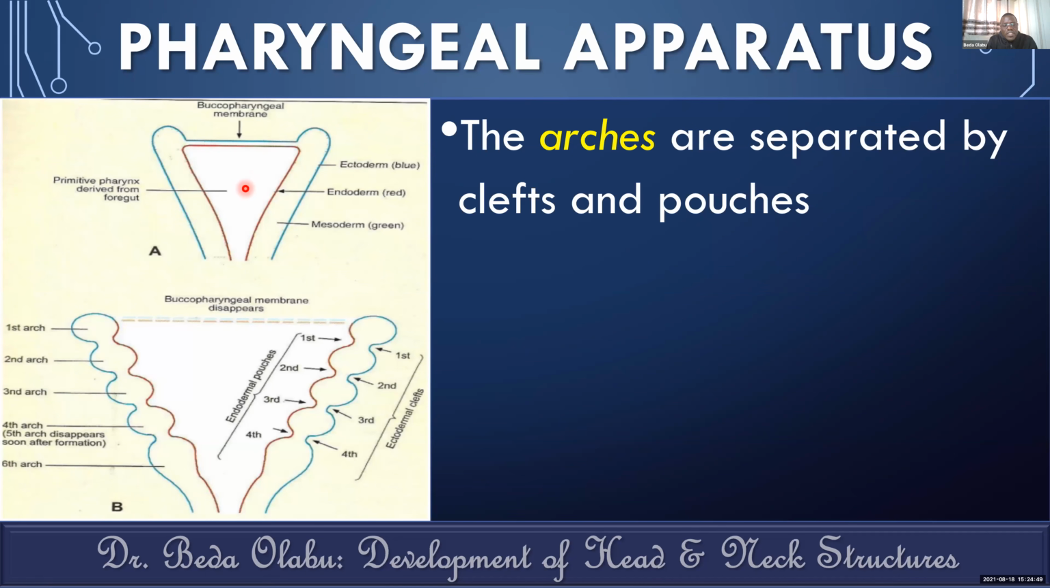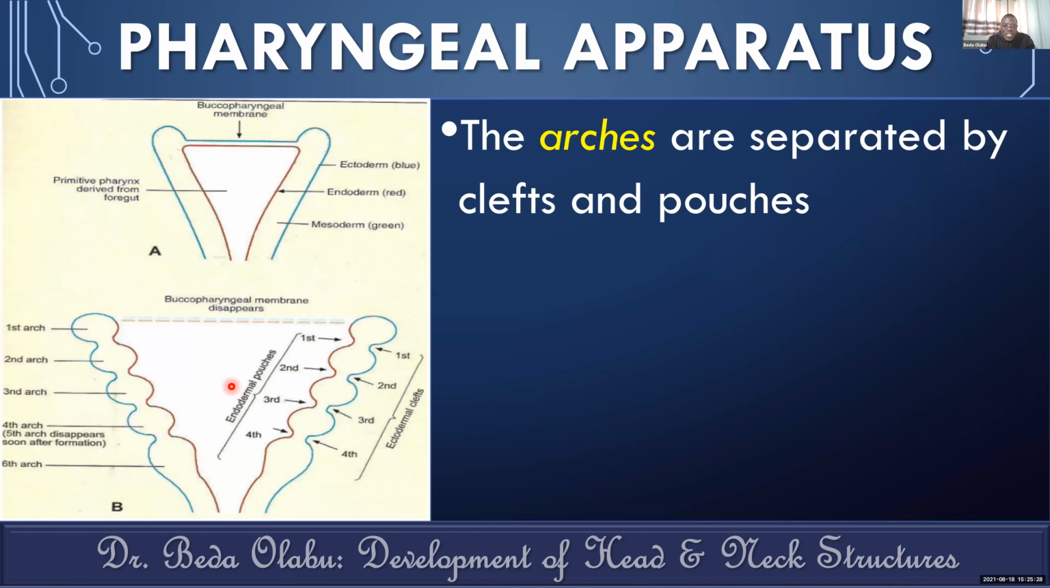So this is the cavity of the pharynx. So we would consider this to be the wall of the pharynx, right and left wall, but internally lined by endoderm and externally lined by ectoderm. In between, you have mesoderm. When neural crest cells migrate into the developing head and neck region, we will have the arches now forming. And so the image below shows us the arches which are forming, or rather the arches which have already formed.